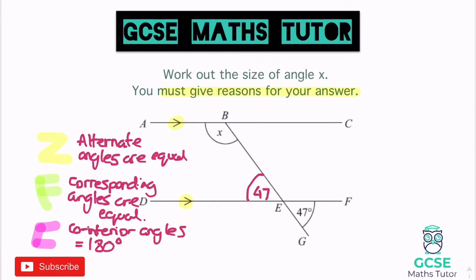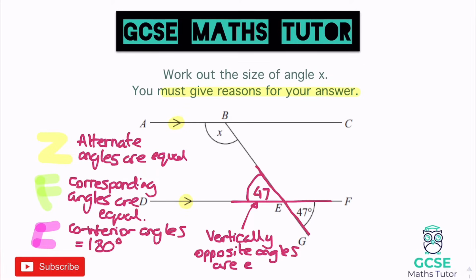So not one of the rules that I've talked about, but when we get this little X shape going along here, 2 lines crossing over, it creates these 2 angles here. And this angle here is vertically opposite to the other angle there. So I would say that that angle there is 47 because vertically opposite angles are equal. There we are. And you don't just say opposite angles, you do say vertically opposite angles are equal. Right, there we go. So vertically opposite angles are equal. That's my first reason there.